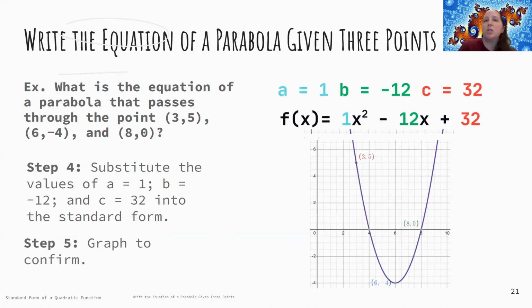Okay, and then I'm just going to graph it to confirm. So it did pass through those 3 points that I had indicated, (6, -4), (8, 0), and (3, 5). Okay, so it does give me that parabola.